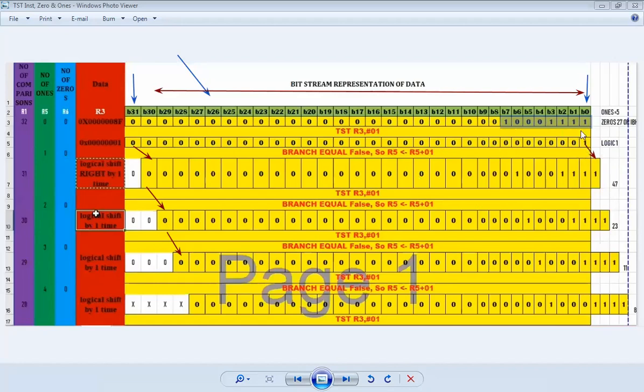Okay, so this will check. Only the flags will alter. It is not sending data to R3, or to any other register, to R0, R5, nothing. Okay, the flags are altered.